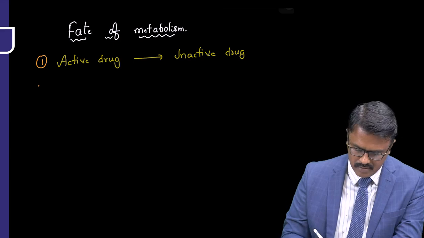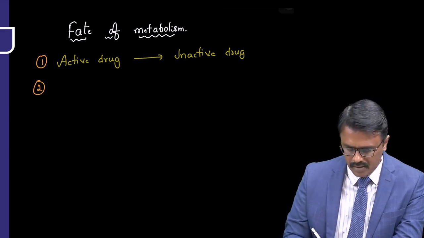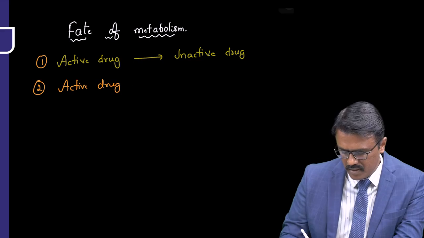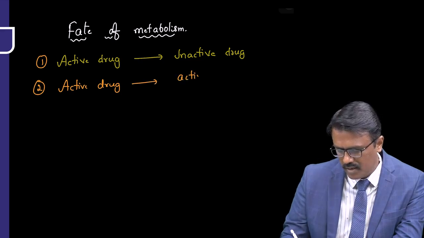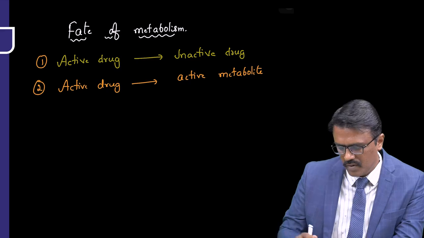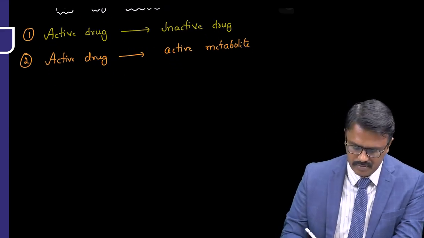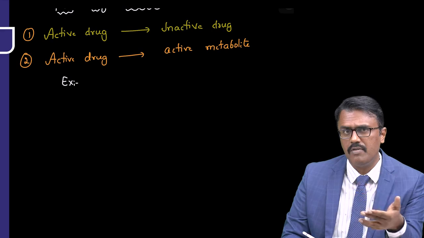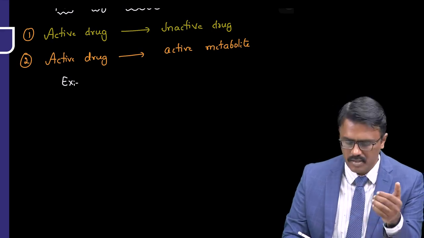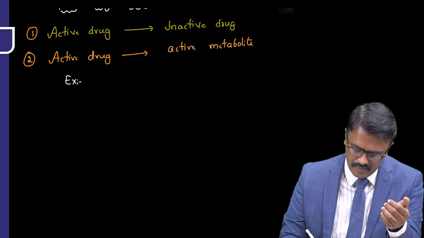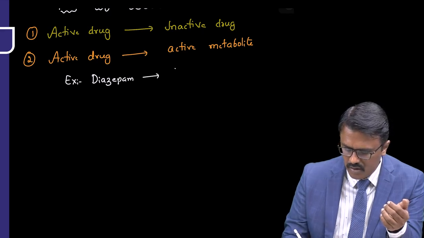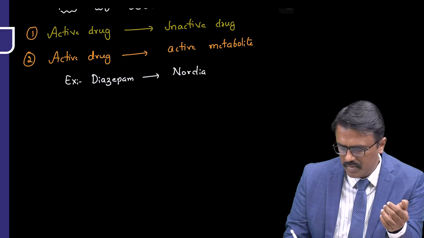The second important aspect is that an active drug after metabolism can give rise to an active metabolite. What do you mean by that? Let me take an example for this. The drug is active. The metabolite formed is also active. What is the example for that? The example is diazepam. If you metabolize diazepam, it will give rise to nordiazepam. Nordiazepam is also active.